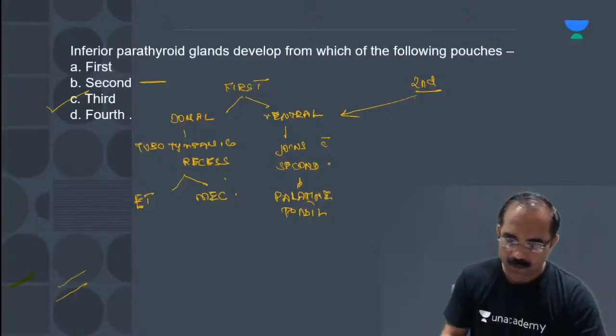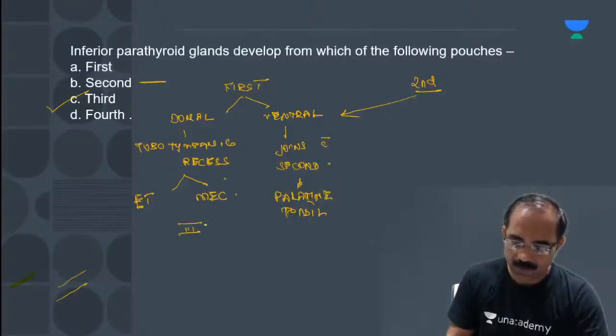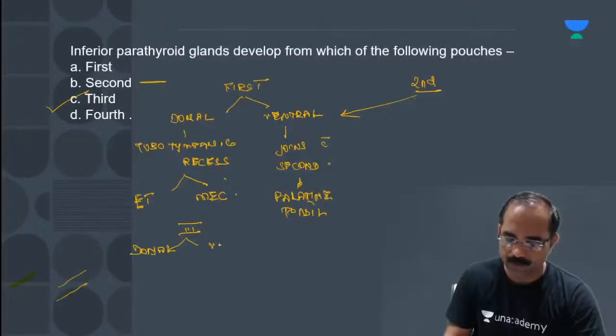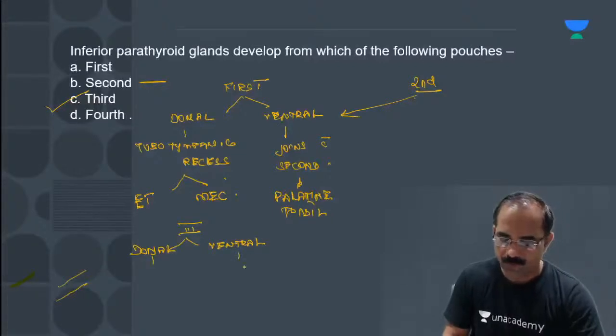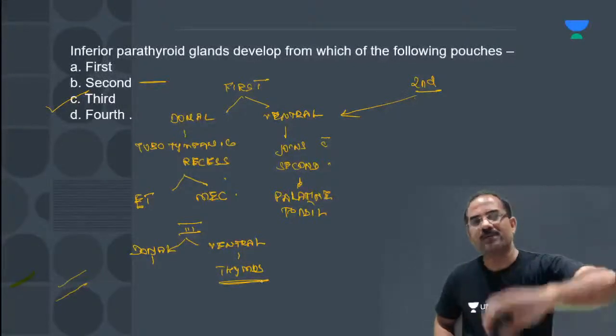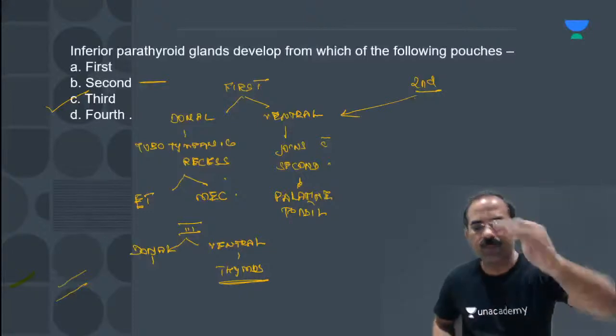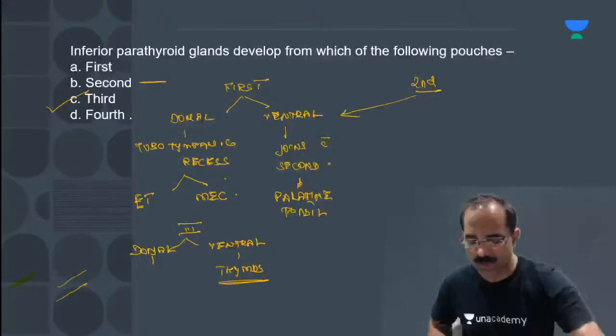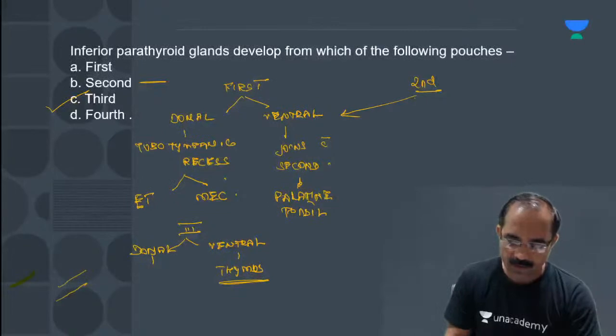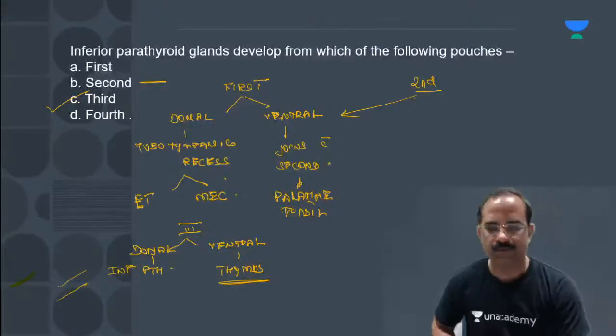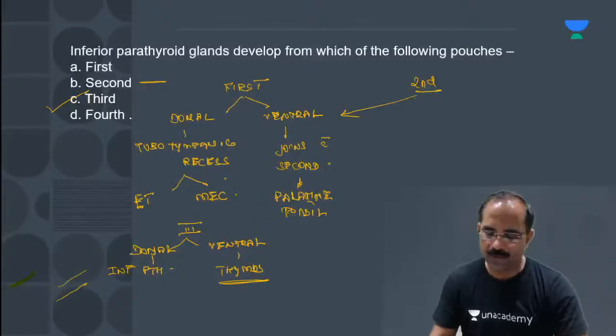Okay, no? Now what happens to the third? The third endodermal pouch divides into a dorsal and a ventral part. What is the ventral form? Thymus. A very important MCQ, bachcho, very, very important MCQ. Thymus is derived from the ventral part of the third endodermal pouch. And dorsal se बनता है inferior parathyroids.